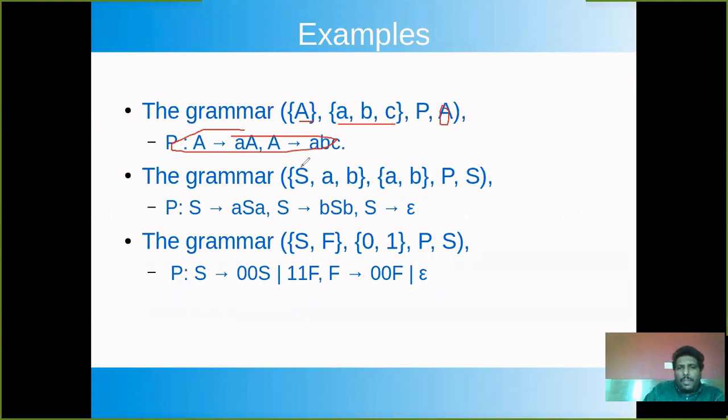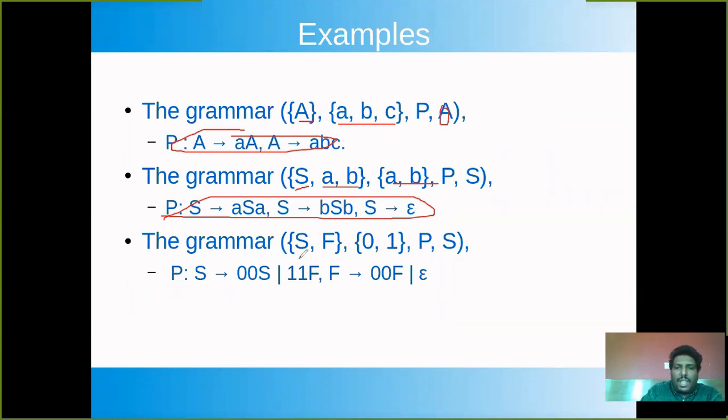One more grammar here. S is the non-terminal, a and b are the terminals, P is the production rule, and S is the start symbol. Here we have more production rules. S goes to ASA, one production. S goes to BSB, second production. S goes to epsilon. Okay, these are the three different productions in this example grammar.